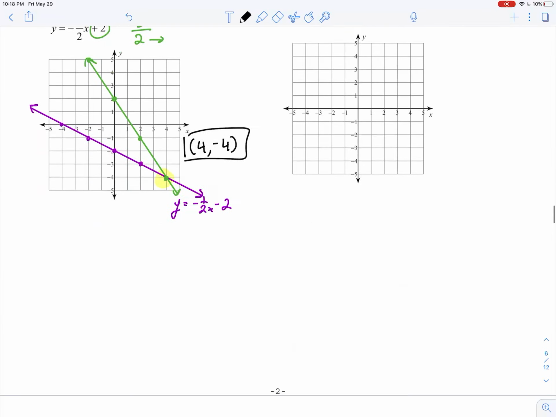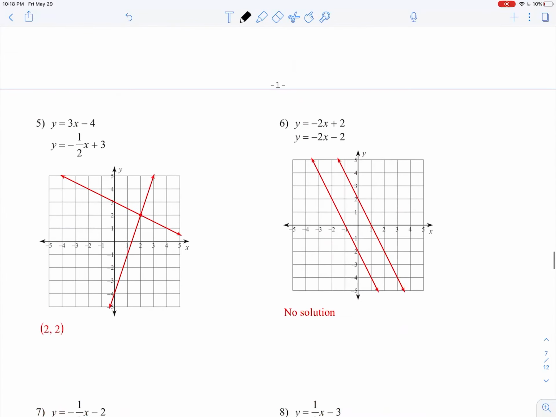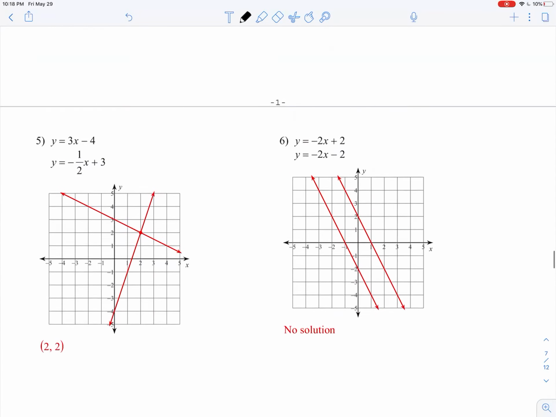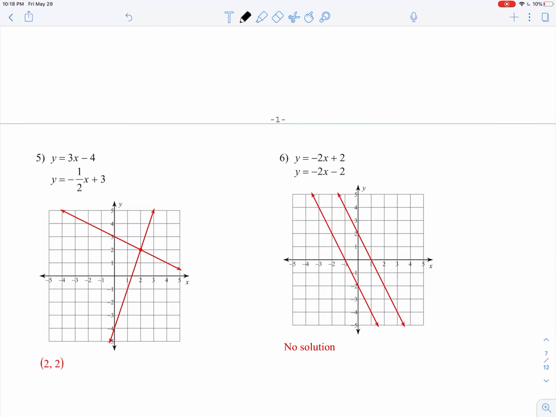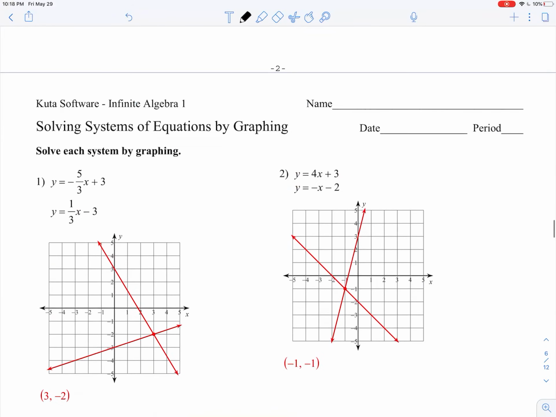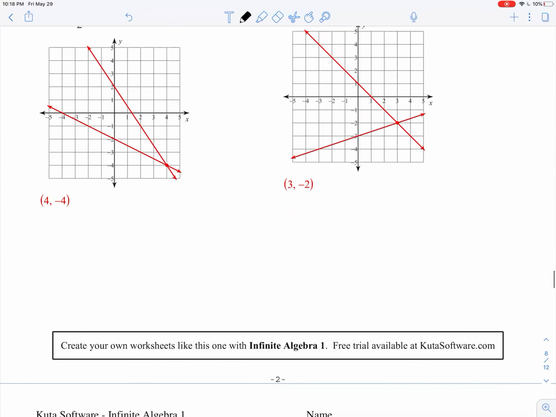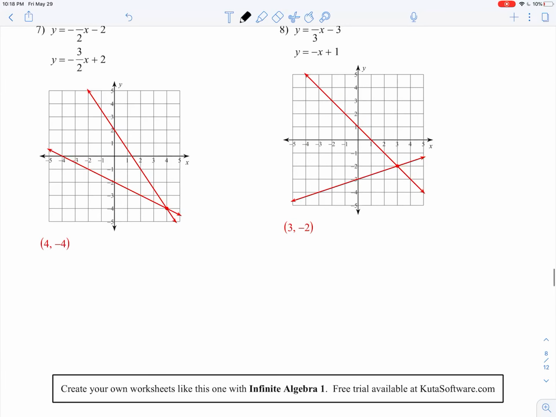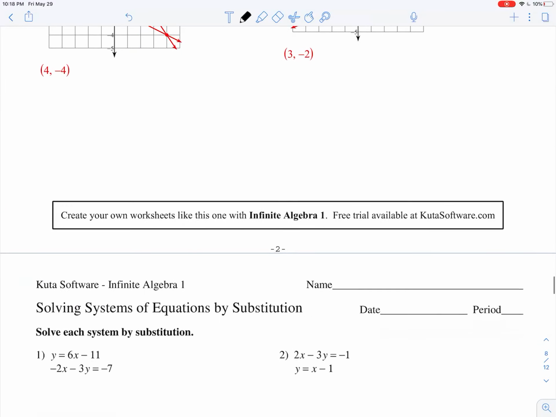Okay, let's move on to the last section here. Solving by substitution. Oh yeah, see, look at this. For number 6, you guys have lines that do not intersect at all, so they say that there's no solution. And then let's see if they have an infinitely many. Oh, no, they don't. Okay. But maybe later. It can happen.